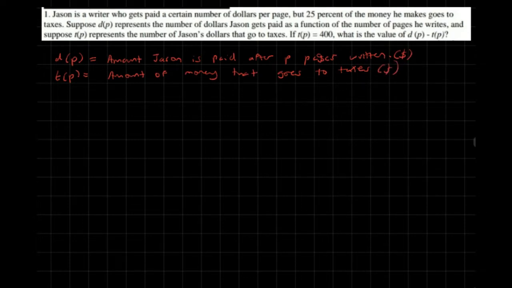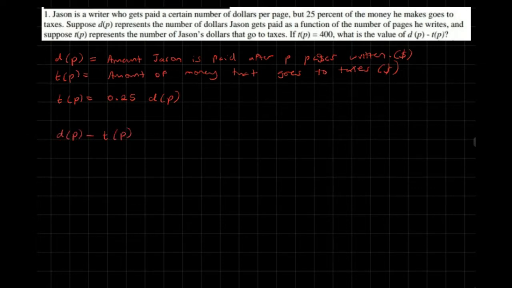We also understand that the amount of money that goes to taxes is 25% of the money that he makes, right? So TP is equal to 0.25 or 1/4 of DP, right? So we want to figure out the value. What is DP minus TP?